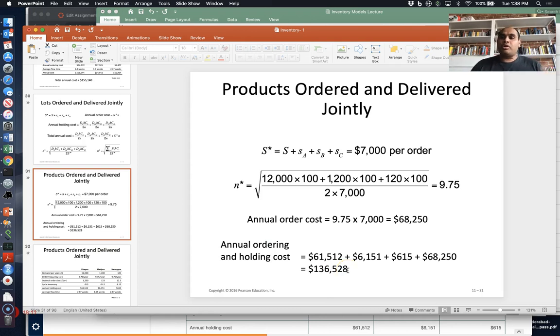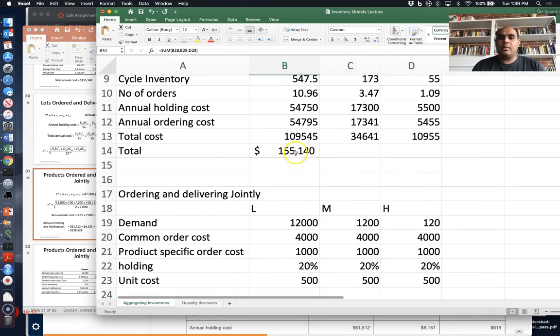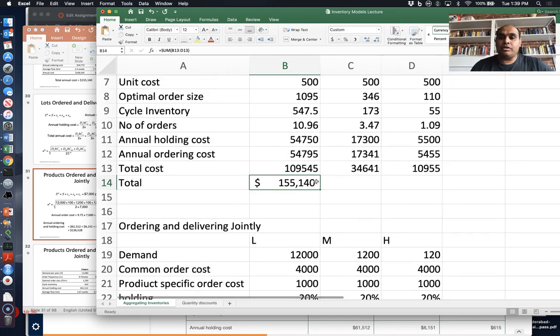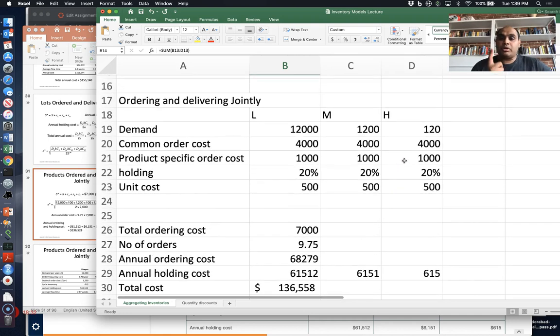136,528 when you order all of them jointly and deliver. So you'll notice that this cost is in fact lower than this cost, which was when you're looking at them separately, different from each other, right? And that's because there's a huge saving when you're doing them jointly. You're paying the common ordering cost each time separately, but here you're only paying the common ordering cost once.